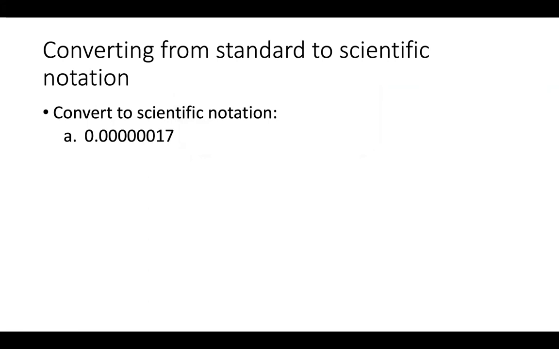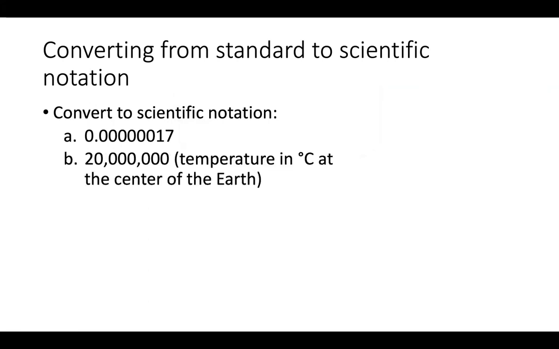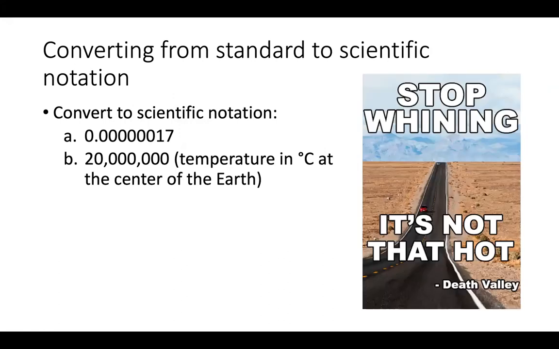0.000000017. That's the one that I was squinting at before. And 20 million, the temperature in degrees Celsius at the center of the Earth. So if you live in the Central Valley of California and you complain about the heat in the summer, which I know I do, stop whining. It's not that hot compared to 20 million degrees Celsius.